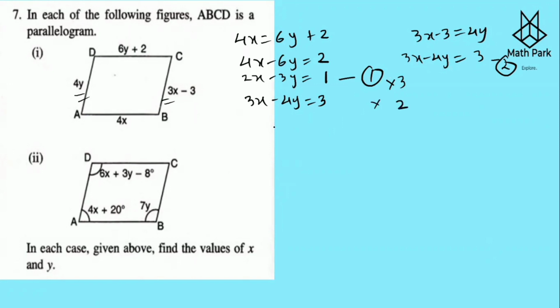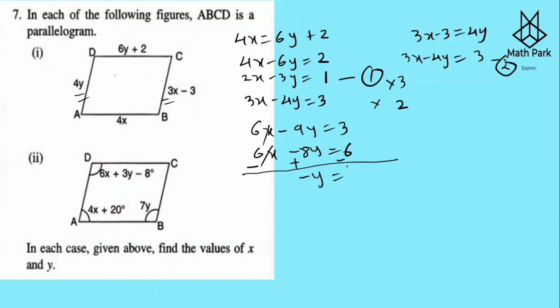So 3 times 2 we get 6X minus 3 times 3 is 9Y is equal to 3. 2 times 3 is 6X minus 8Y is equal to 6. We'll have to subtract this to eliminate Y, so we need to change the signs. So we got minus 9Y plus 8Y, so we got minus Y is equal to 6. Minus 6 plus 3 is minus 3. This is how we got Y is equal to 3.